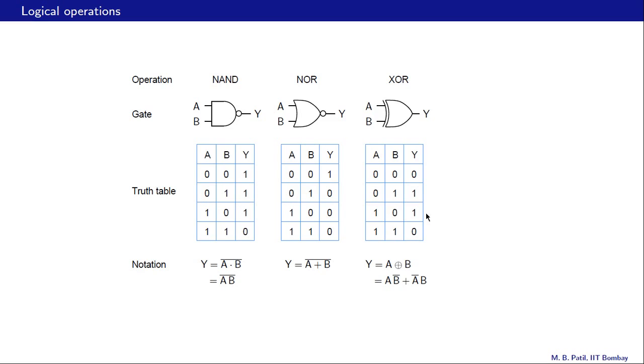Otherwise y is 1. In other words, y is 1 only if a and b are different, and if a and b are identical, y is 0. So that is how the XOR operation works. Here is the symbol for the XOR operation, plus with a circle, and it is logically equivalent to this equation here, a b bar plus a bar b. Note that this means a and b bar, and this means a bar and b.